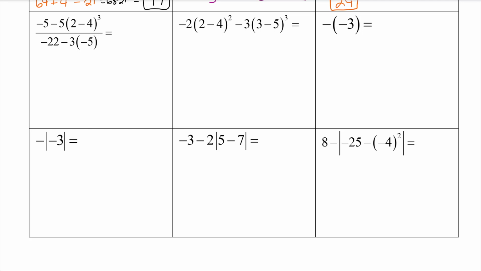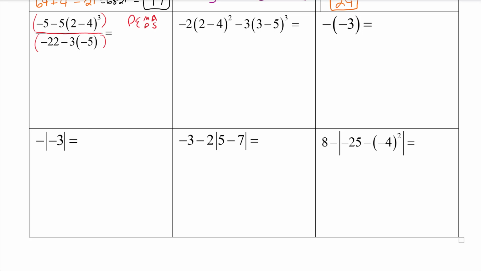For our next problem, we have another very long bar, a division bar all the way across. That division bar says you have to do the entire top and then the entire bottom, and then you can divide. So you have to do the whole top and the whole bottom, as if there's another set of invisible parentheses.